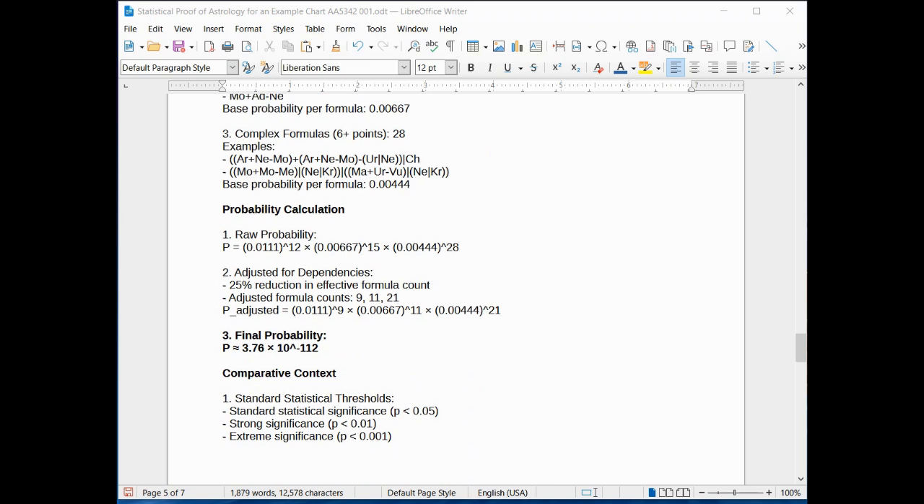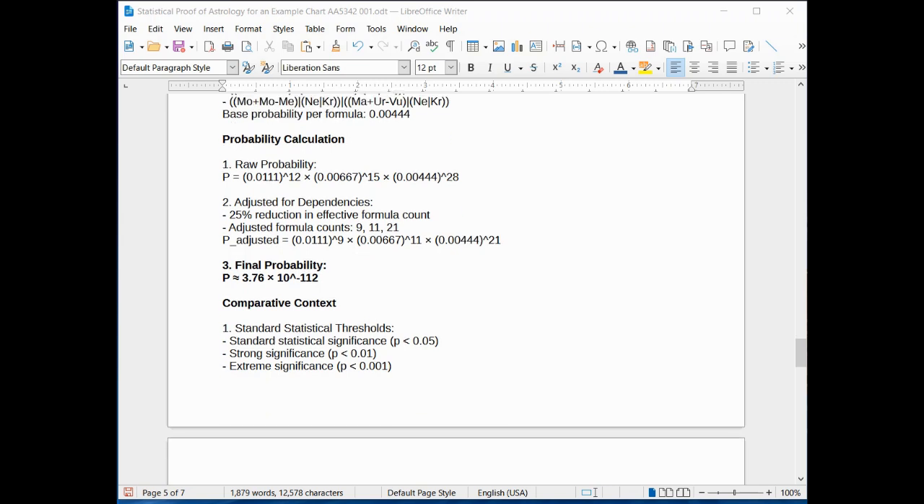The raw probability is substantial just by itself, adjusted for dependencies, which reduced it a little bit, but the final probability for this chart to so closely match the description of the event is P equals 3.76 times 10 to the minus 112 power. What that means is that it is way stronger a statistical significance than anything having to do with astrology in the history of statistical analysis of astrology.